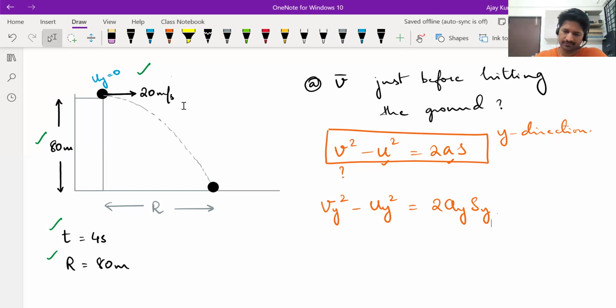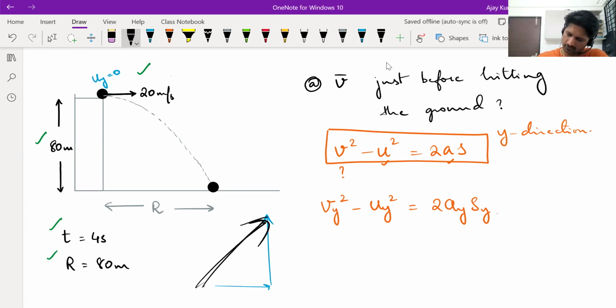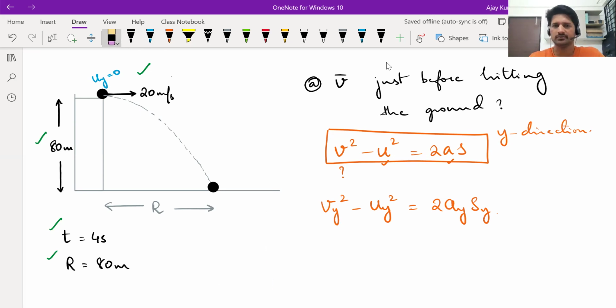Shouldn't take this long just to substitute some numbers. Okay, I got one answer as 20 i cap plus 40 j cap. See, 20 i cap plus 40 j cap will be this way. I don't think the ball will be moving this way finally. It's not moving at that upward angle now, just before hitting the ground. So make some correction in your answer.